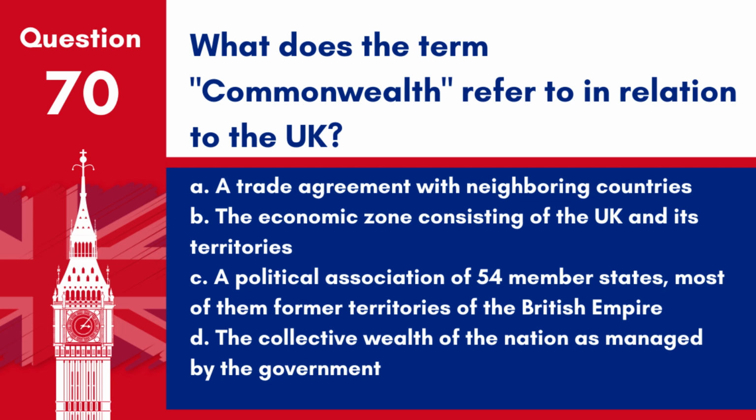A. A trade agreement with neighbouring countries. B. The economic zone consisting of the UK and its territories. C. A political association of 54 member states, most of them former territories of the British Empire. D. The collective wealth of the nation as managed by the government. Answer: C. A political association of 54 member states, most of them former territories of the British Empire.